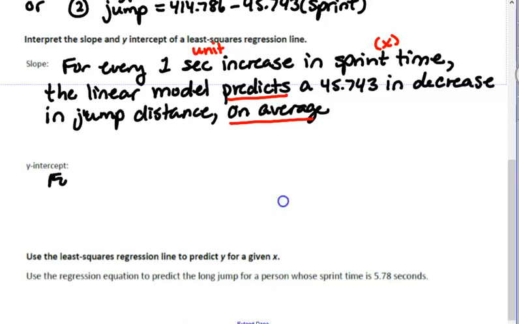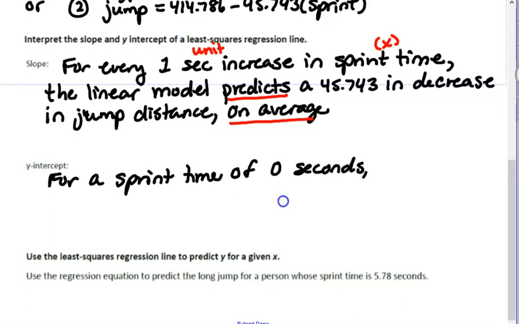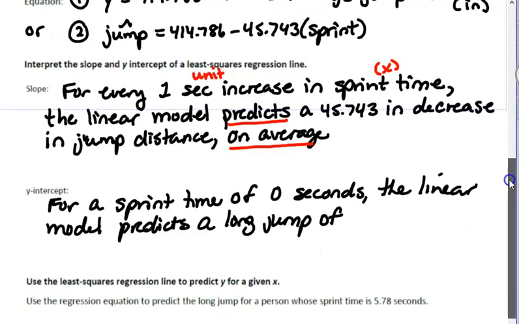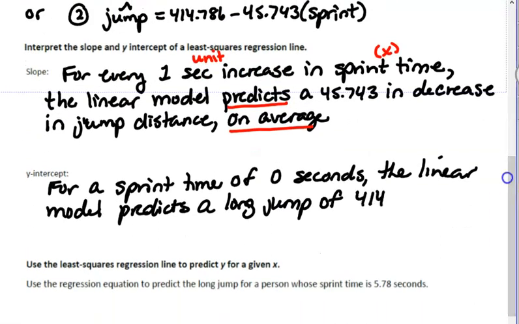Now, the y-intercept is what happens when x is 0. So, for a sprint time of 0 seconds, the linear model predicts a long jump of 414.786 inches.